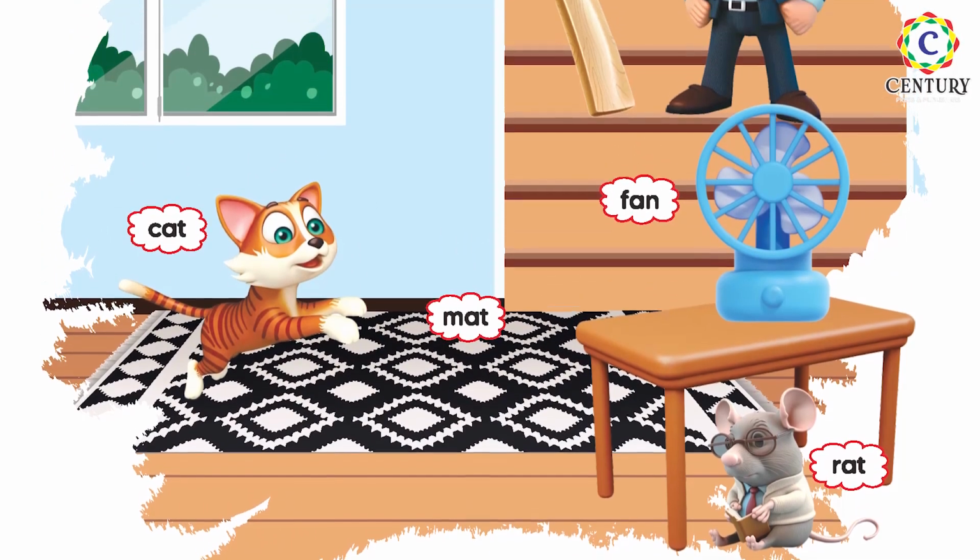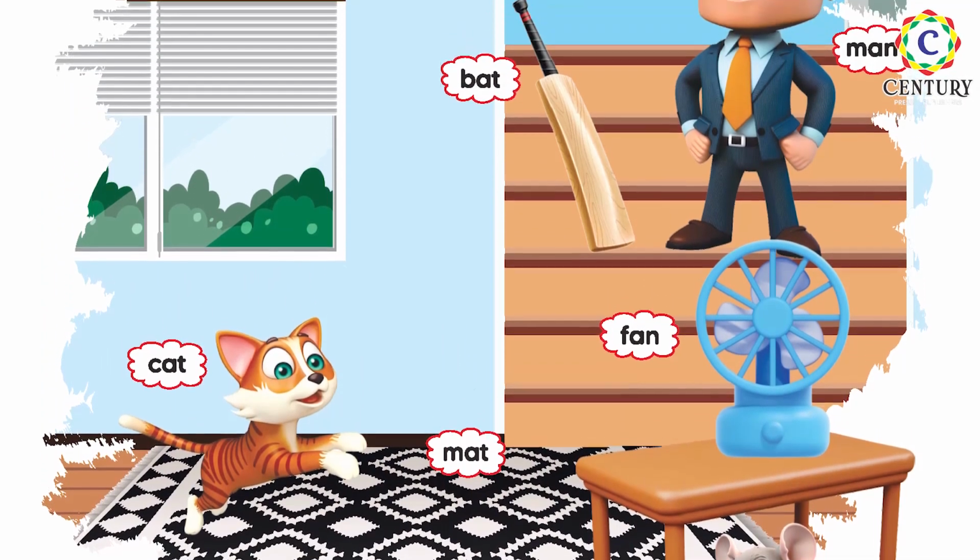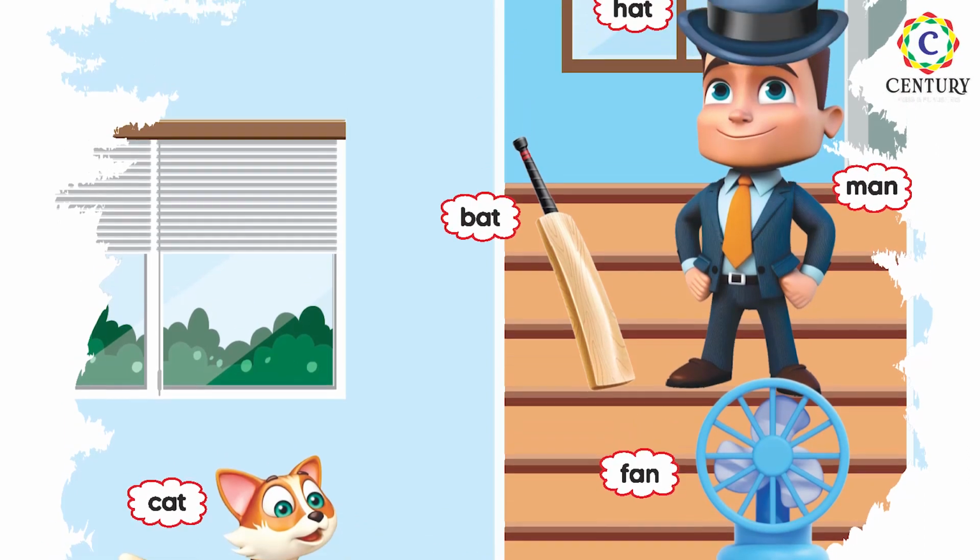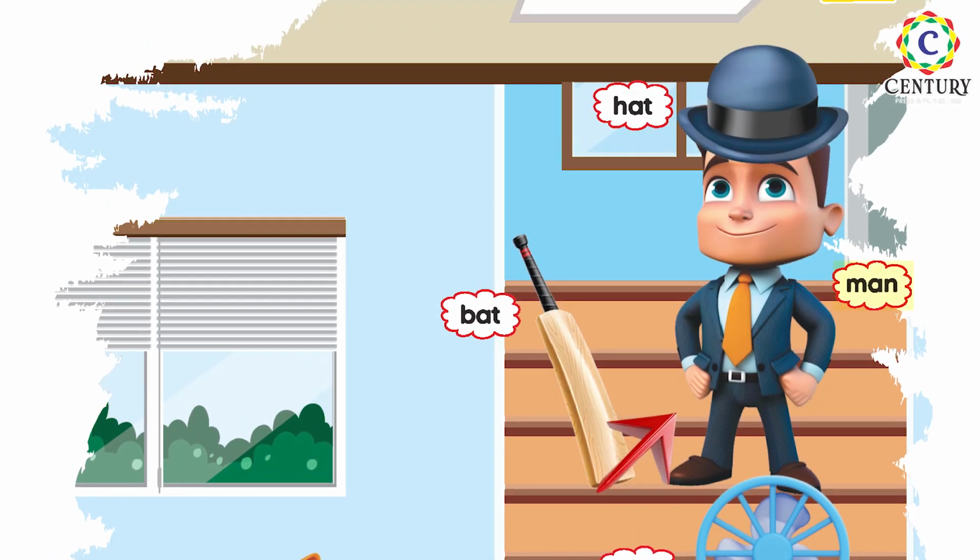We have different pictures जिसके अंदर हम लोग vowels use कर रहे हैं. Like, this is a man. A man. M-A-N. Man. Okay? And what is this? This is a bat. B-A-T. Bat. देख रहे हैं ना आप लोग?